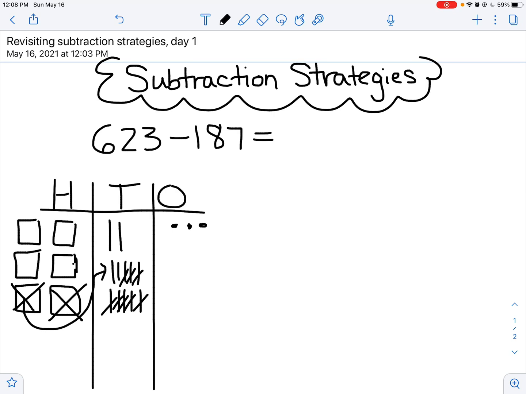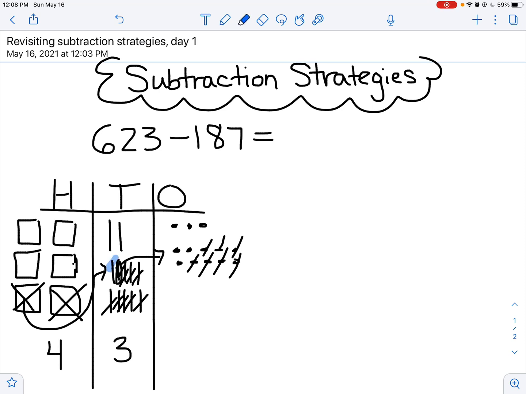Now I'm going to take away 7 ones, but I don't have enough of those either. So I'm going to cross off this 10 and turn it into 10 ones. And now I can take away my 7 ones. 1, 2, 3, 4, 5, 6, 7. And now I've got my answer. So I'm going to look at my hundreds. I have 4 hundreds left. I have 3 tens left.